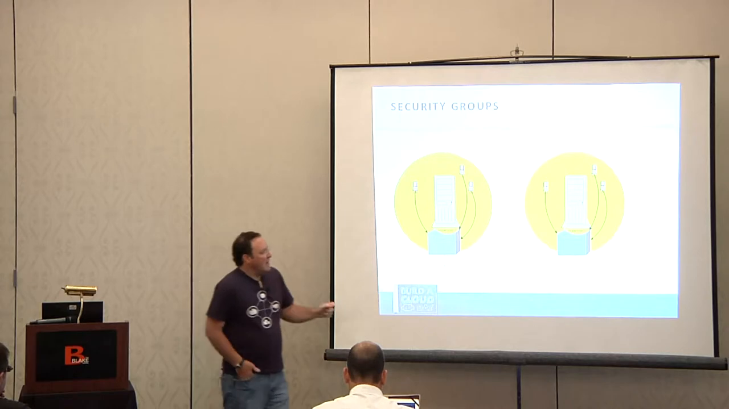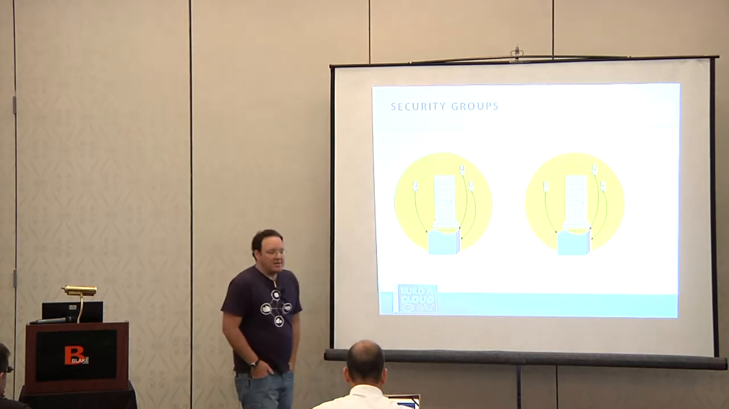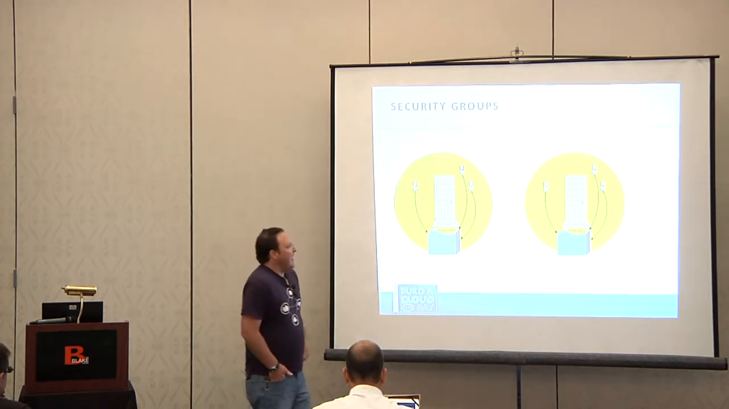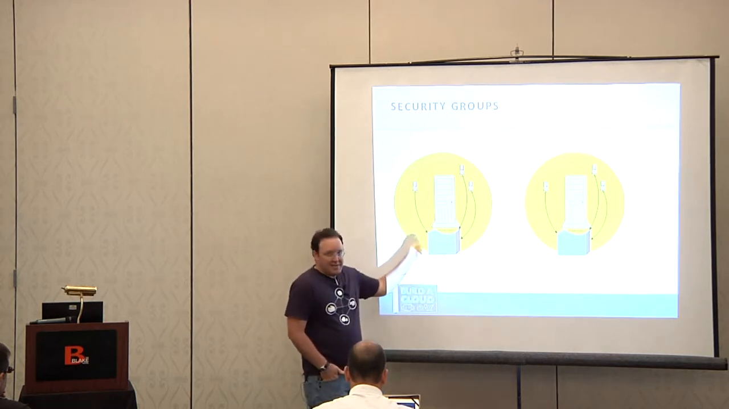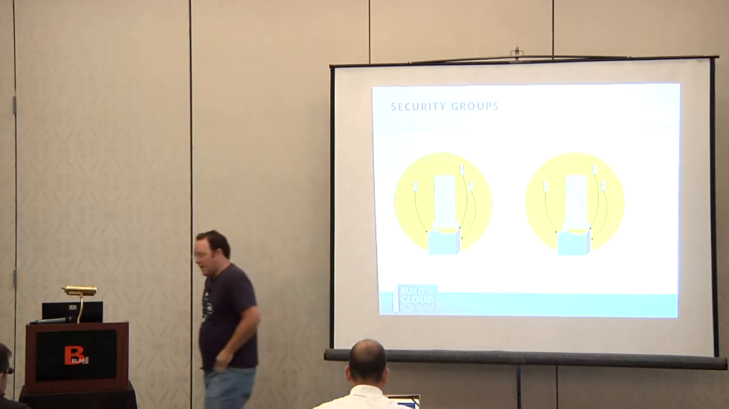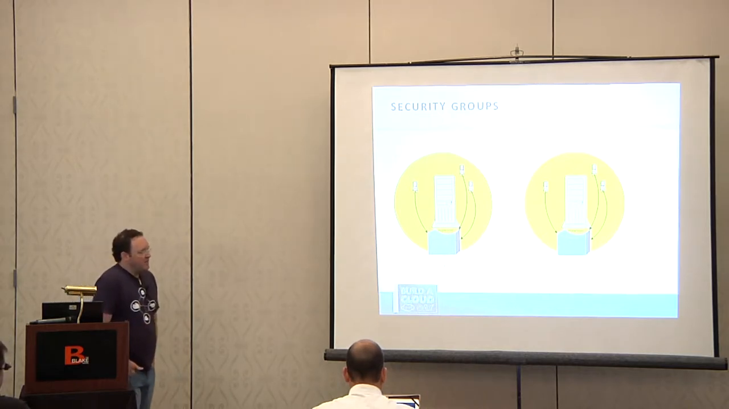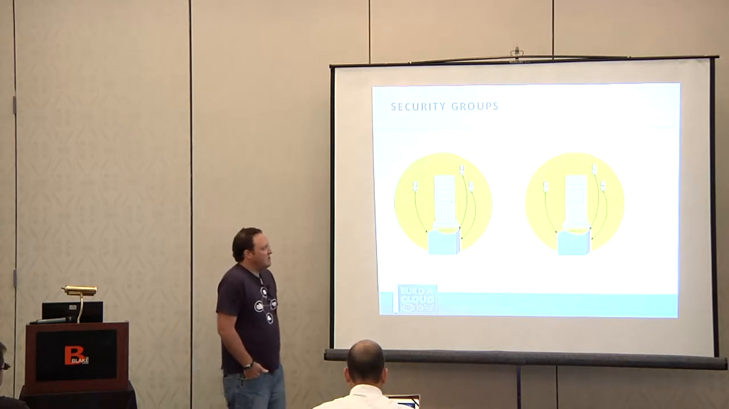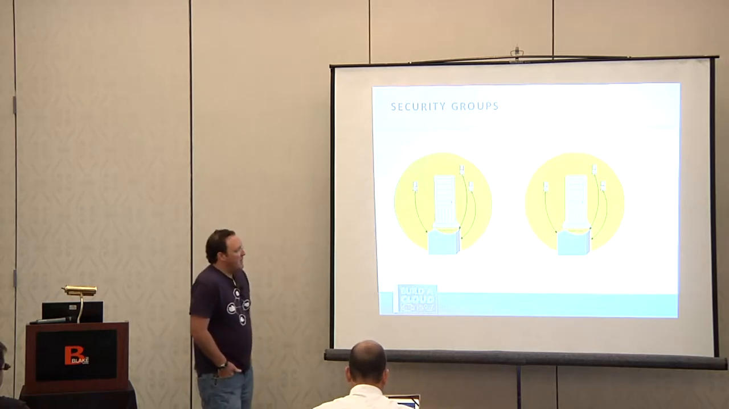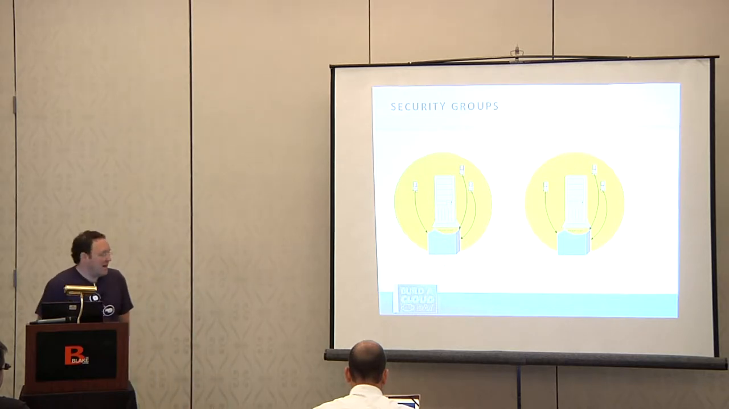So if a VM wants to talk to another VM on the same hypervisor, it still has to go through the bridge, so it still gets filtered. And if it wants to talk to a VM on another hypervisor, it has to pass through two of those bridges. So you still maintain effective isolation. And the default is to deny everything. The end user has to specifically open ports up to allow traffic to pass.